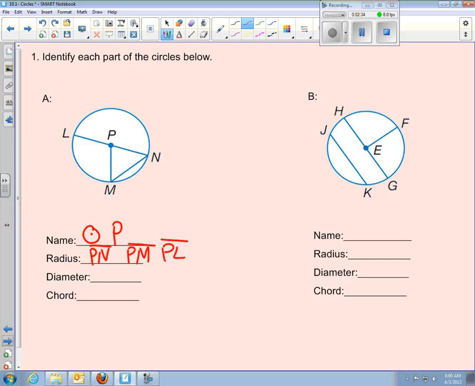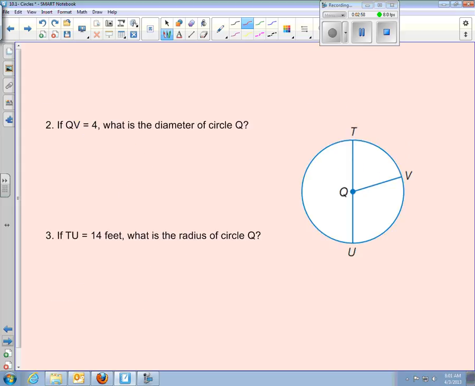The diameter, there is only one diameter listed here. It's LN. It's the one that goes all the way across the circle. And then a chord. Remember, a chord's definition is it has endpoints on the circle. So MN, and then we always remember that LN, the diameter, is always also a chord. Go ahead and do B on your own, and then we'll check that over.